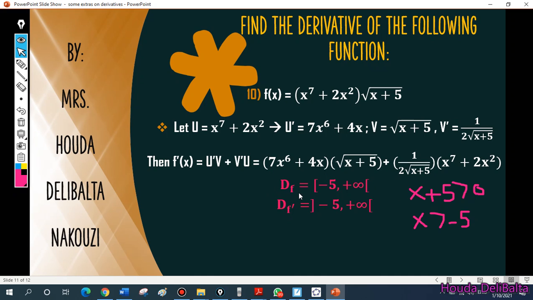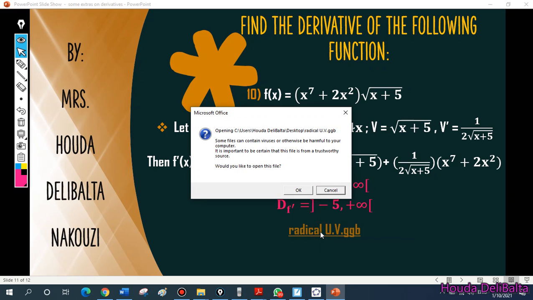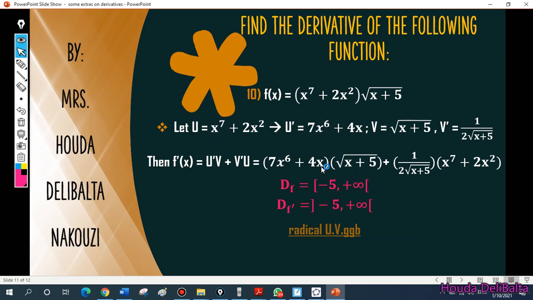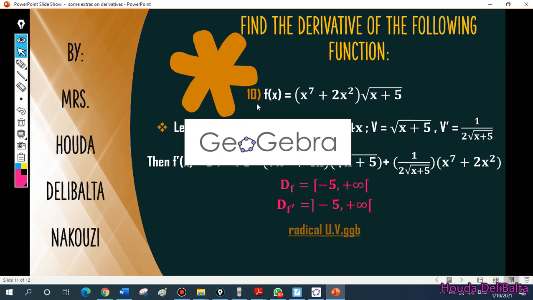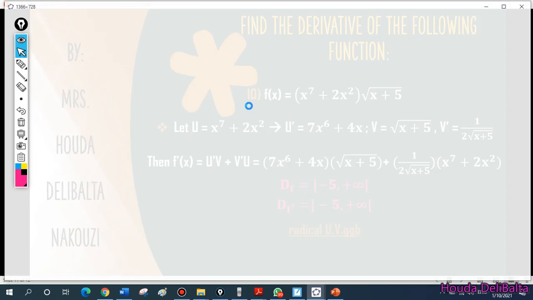It differs from that of f by opening the interval at -5, because here we don't have to put x plus 5 greater or equal to 0, because it is in the denominator. The radical x plus 5 is in the denominator. Okay, now let's visit GeoGebra to have a look at the graphs of these functions, f of x and its derivative, f prime of x.